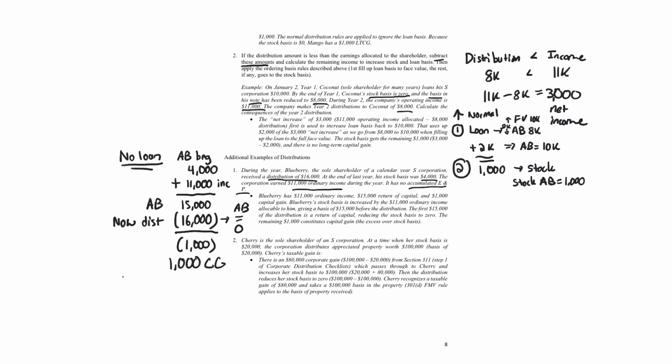And that is how you address that answer. So the answer is the basis is 0. We've got a $1,000 capital gain and a $15,000 return of capital.